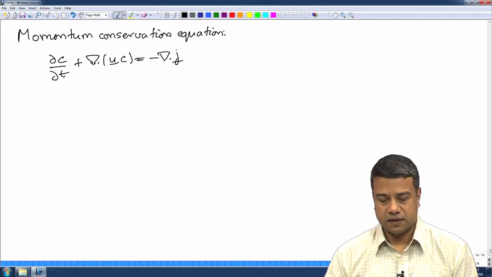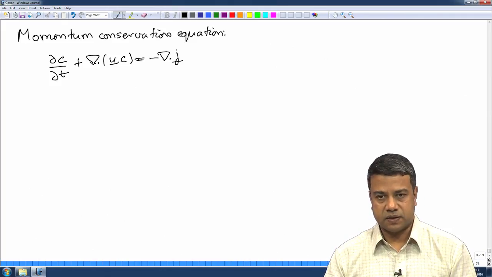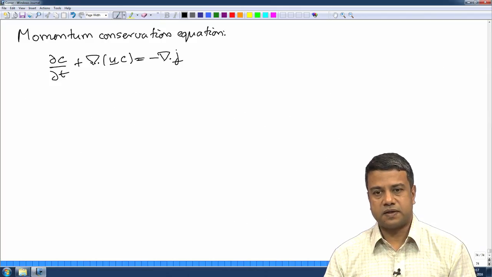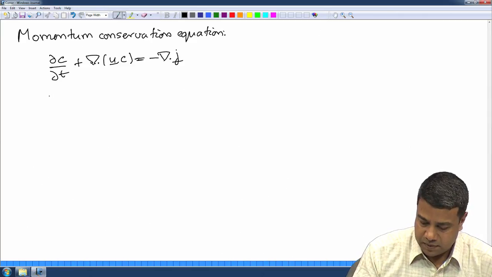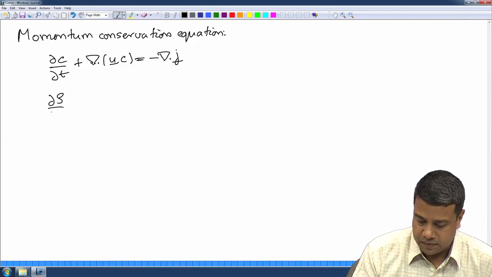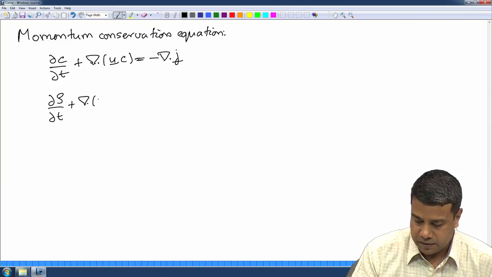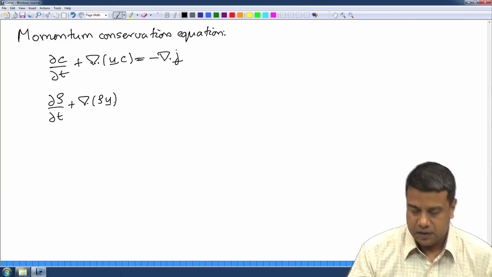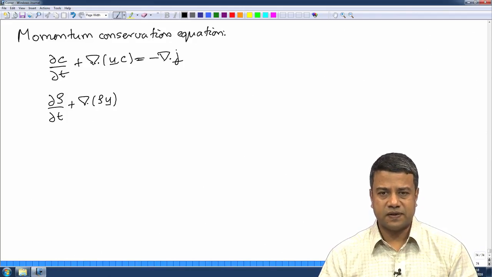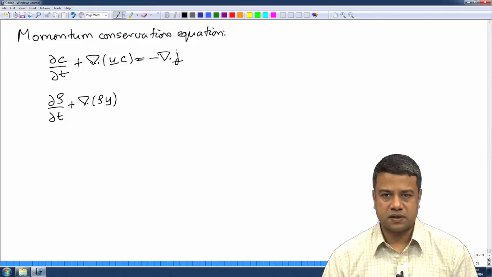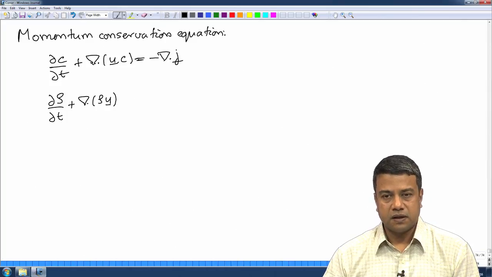If I were to write the conservation equation for the total density, that is the total mass conservation equation, not just the mass conservation for a particular species, it will be of the form d rho by dt plus del dot rho u. The left hand side you will get exactly the same. You do the balance over the 6 faces of a cube in a Cartesian coordinate system or a spherical shell in a spherical coordinate system.